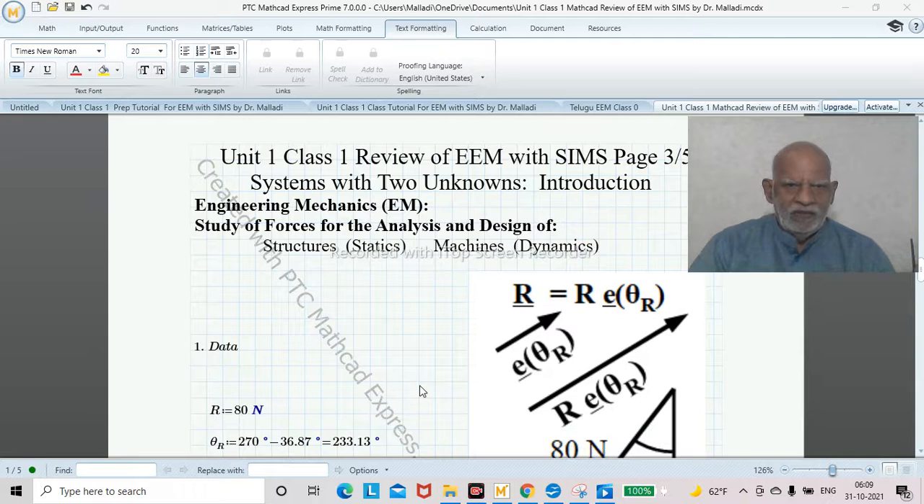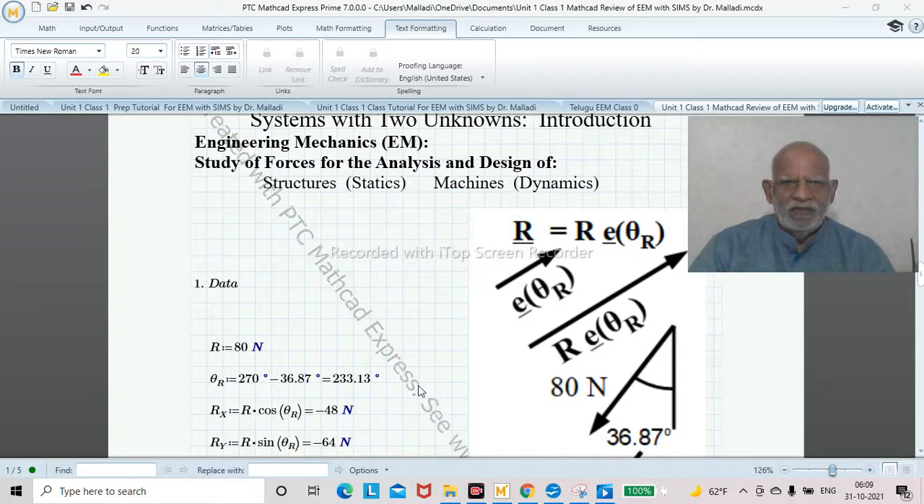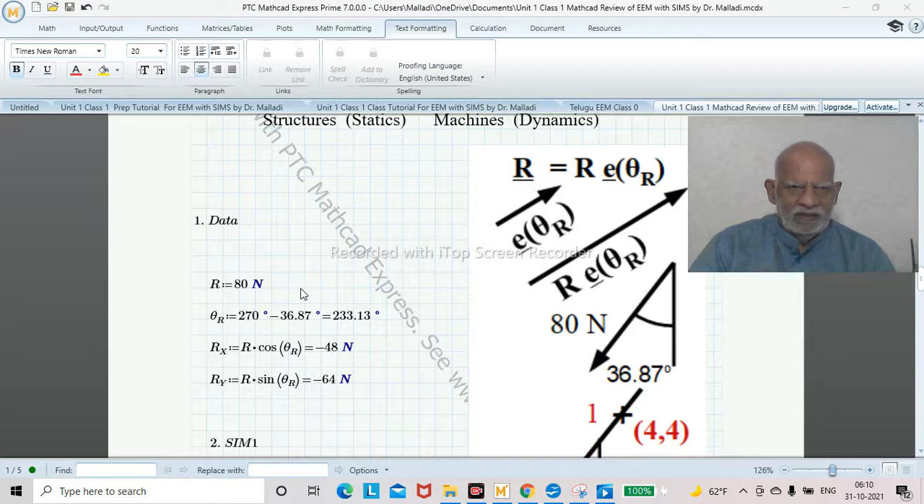Okay, now the backbone to Essential Engineering Mechanics is the polar vector. Polar vector representation is this: underscore, easy to type, and magnitude and unit vector. This is the unit vector and this is a polar vector. Okay, and for example, if r is magnitude 80 and theta r is 270 degrees.